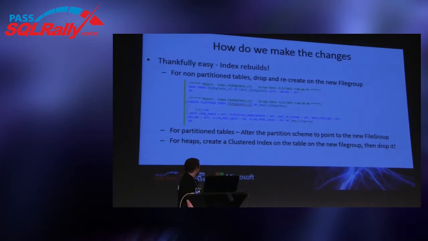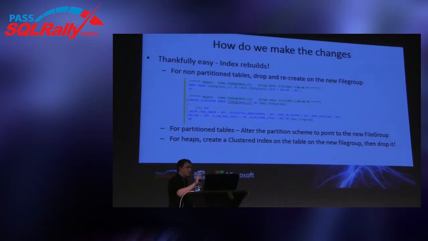And for heaps, apparently, and I may be a little behind the times on this, you can do an alter table rebuild if it's a heap, and it'll put it onto the new file group. Alternatively, just create a clustered index on something unique. It doesn't matter what, because you're going to drop it. As soon as it's created, you drop it, and the data stays on your new file group.